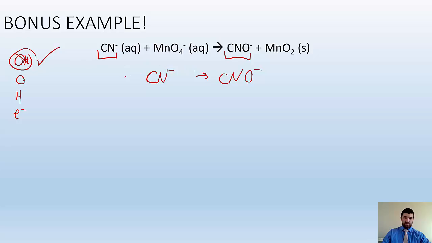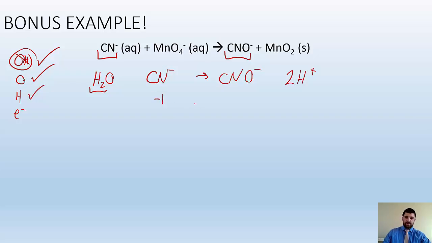Now I got to balance O's by adding water. So I'm going to have to add H2O onto this side because I got one on that side. So now I've done that. What's next? H's. Well, I just added two H's on this side, so I got to add two H pluses onto this side. Done.